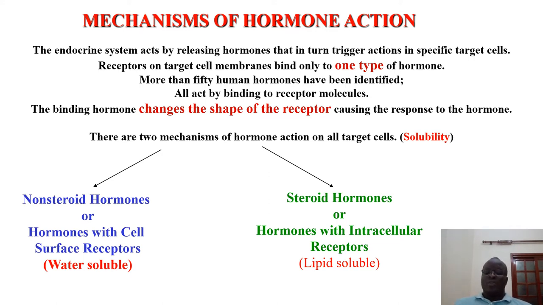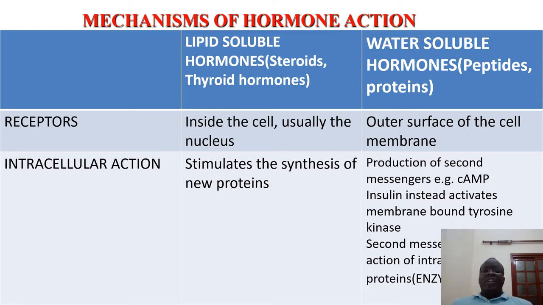So their receptors will be within the cells. They have intracellular receptors, depending on the solubility, whether they are water soluble or lipid soluble. Comparing the two types of hormones, water soluble and lipid soluble, and given the examples in this table, we have the parameters you will use to differentiate them. The lipid soluble hormones include steroid hormones and thyroid hormones. Water soluble hormones include peptides, proteins, catecholamines and some of the amines.